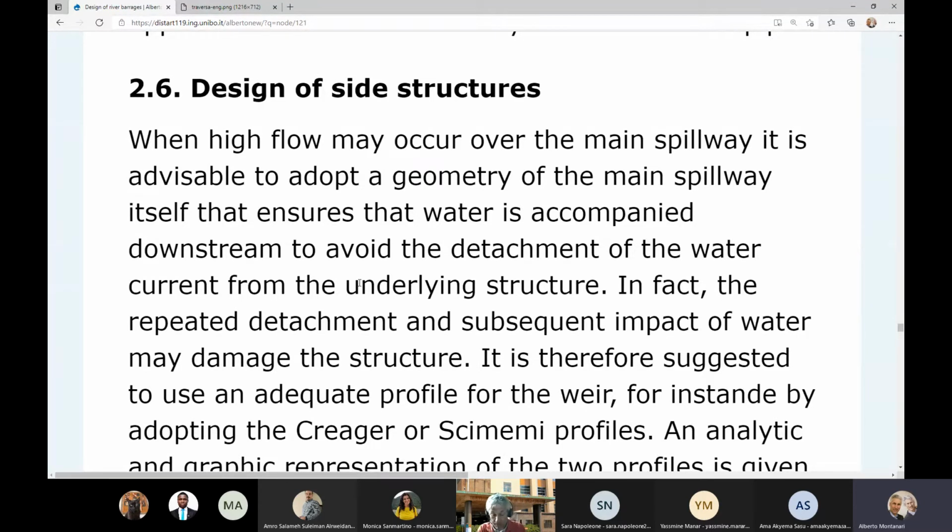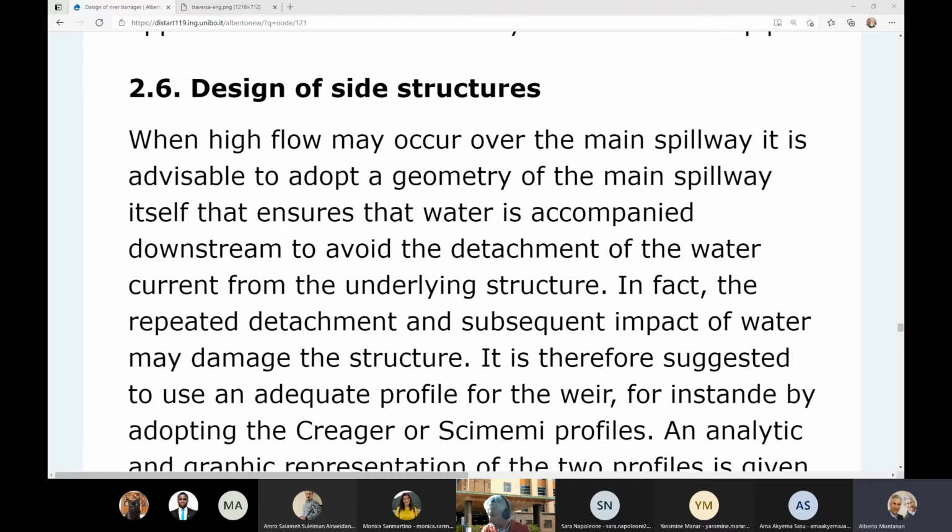And so far, I mentioned that the main spillway has the purpose of allowing the flood flows to go through the barrage without causing particularly concerning situations. And so what I said is that for small structures, usually the downstream side of the main spillway is vertical.